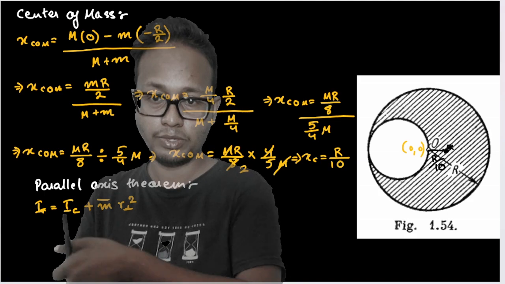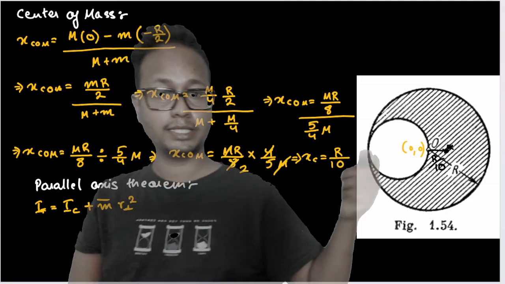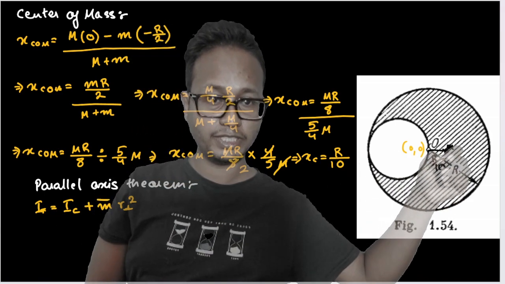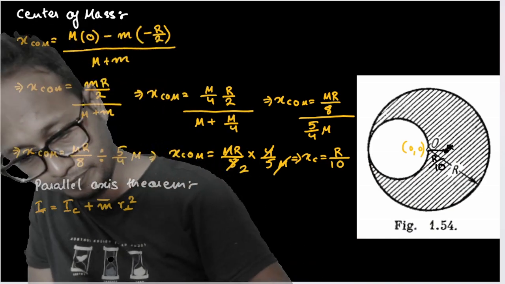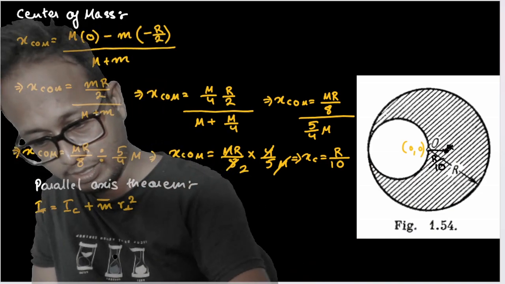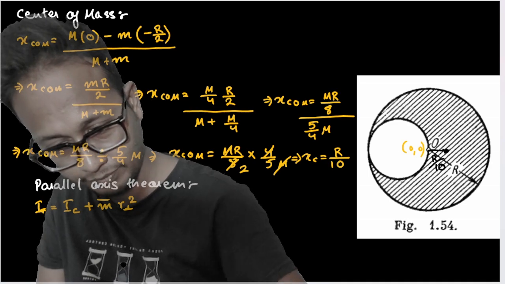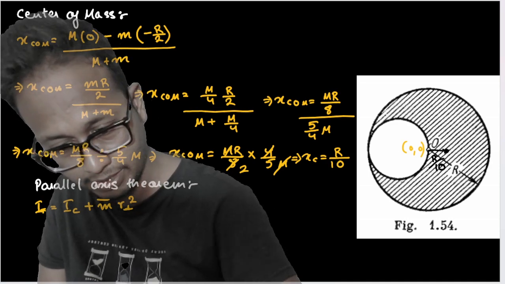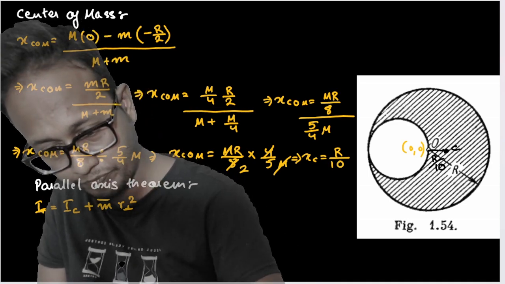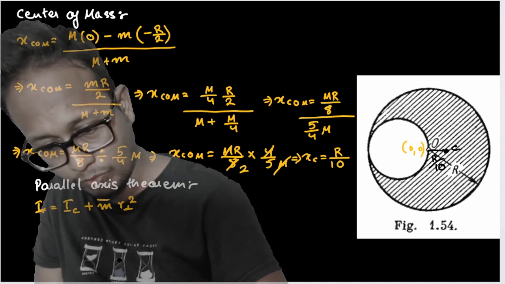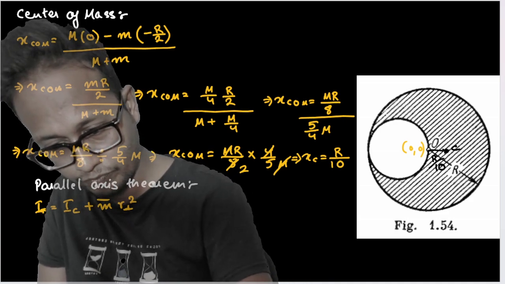I don't know, I have to find out. Okay, this star is nothing but the moment of inertia passing through the center. Let's name this I_C, the center. This is nothing but the center. Now, the moment of inertia of O.